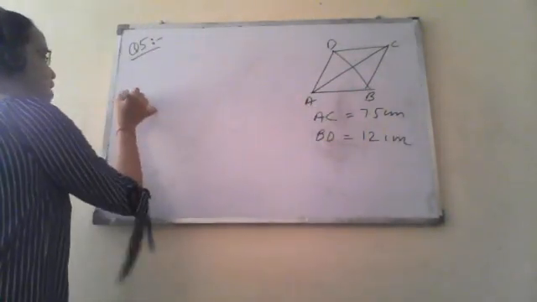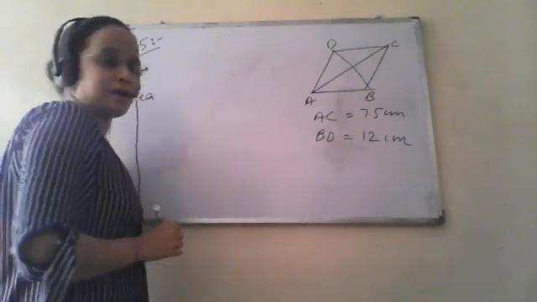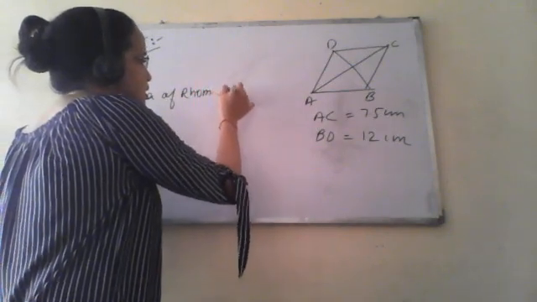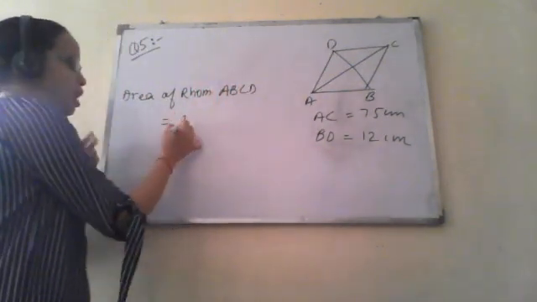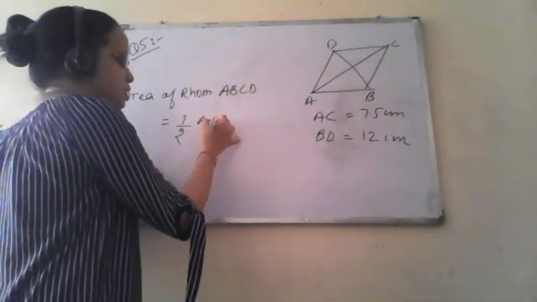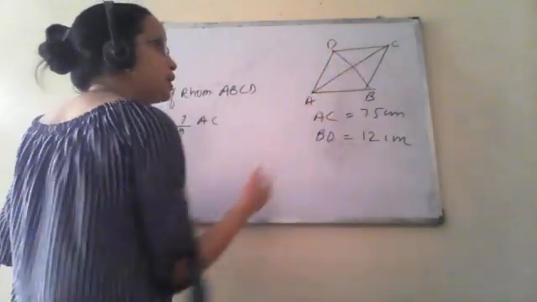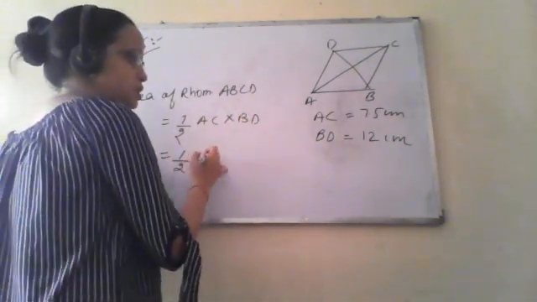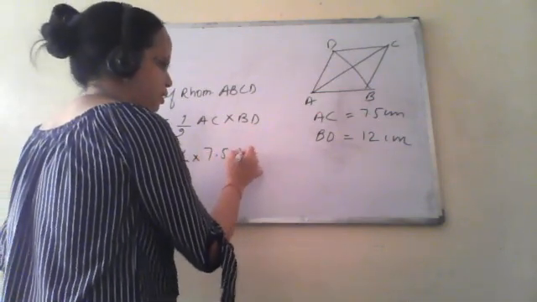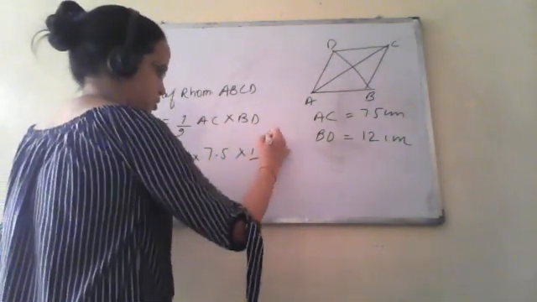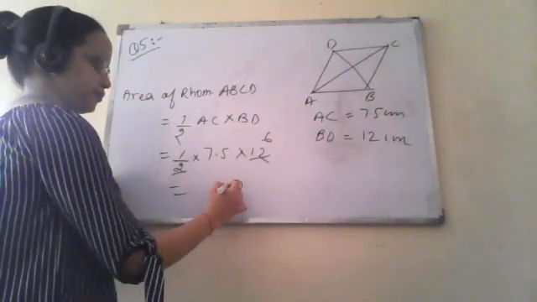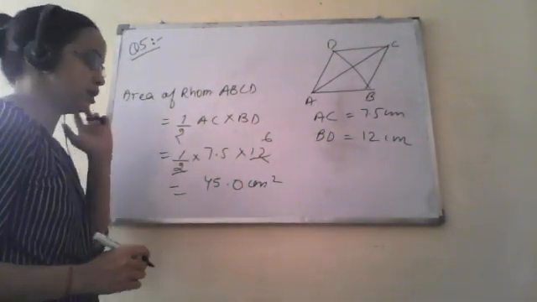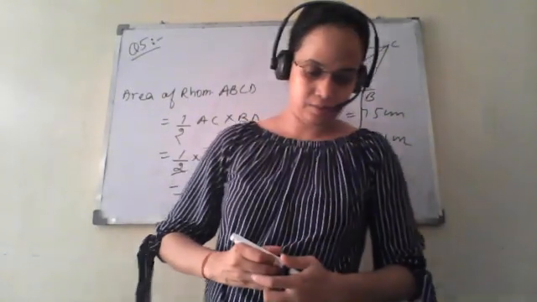So the area of a rhombus, how have we calculated it? Half of the product of diagonals. Area of rhombus ABCD equals half the product of the diagonals. One diagonal is AC and the other diagonal is BD, so AC into BD. This AC is 7.5 and this BD is 12. So this is 45 centimeter square. So this is the area of rhombus ABCD.